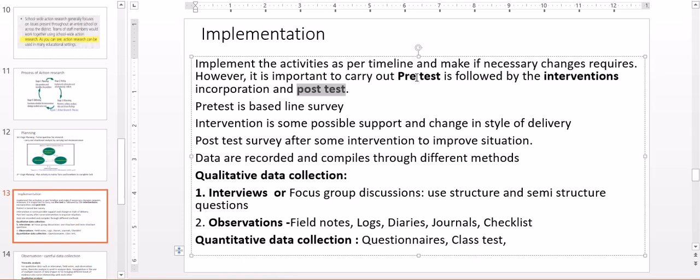The data can be collected in two ways: qualitative data and quantitative data. Qualitative data can be collected via interviews and focus group discussions. You can conduct an interview with the children. You can also gather a few selected students and conduct an interview. And you can also make continuous observations using field notes, diaries, journals, and checklists. You try to maintain your observation of the children every day.